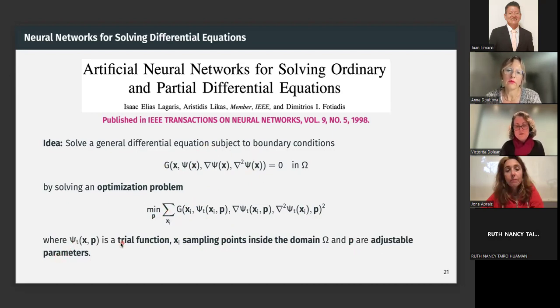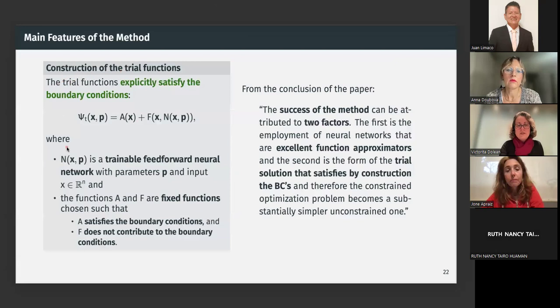You see that this is not a neural network yet, it is just a trial function. So what is the trial function? The trial function is built in this way. It's composed of some function that satisfies the boundary conditions and some function f applied to a neural network with parameters p that does not satisfy the boundary condition. In other words, they wanted to enforce the boundary condition in a hard way for this trial function. From the conclusion of the paper, they said the success of this method can be attributed to two factors. The first one is the employment of neural networks, which are excellent function approximators, and the second is the form of the trial solution that satisfies the boundary conditions by construction.